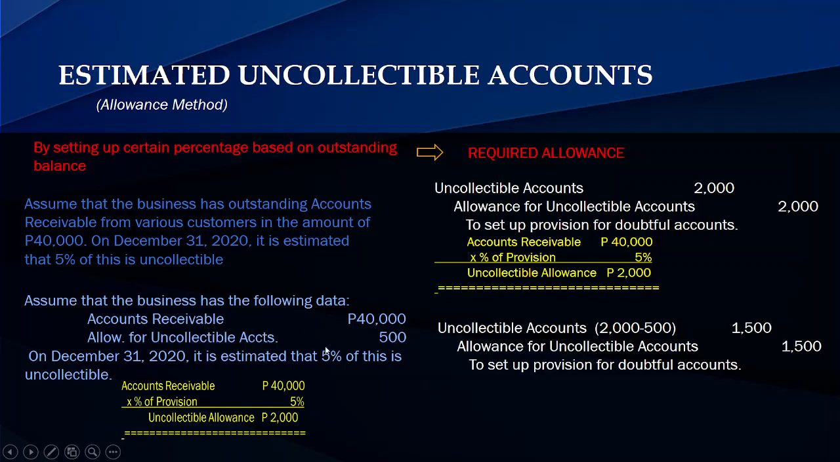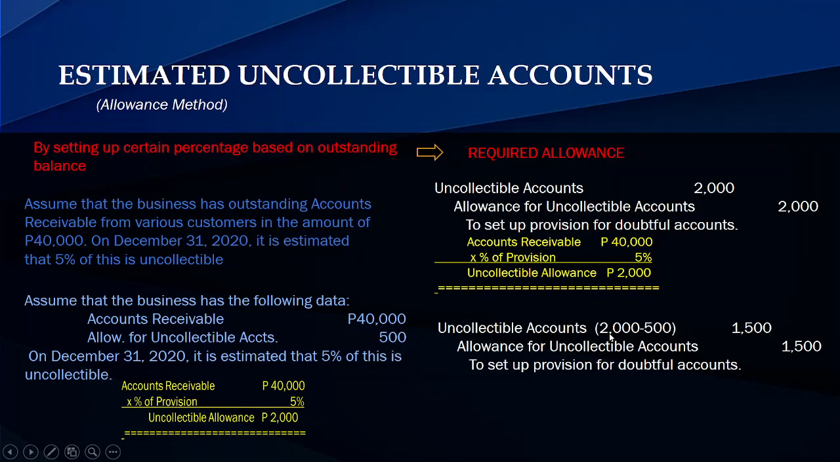We have an existing balance of 500. On December 31, 2020, it is estimated that 5% of this is uncollectible. As I said a while ago, whatever the result of the computation is will represent our required balance. So our required balance here is 2,000, and please consider that we have a beginning balance here. Therefore, we just need an additional 1,500, okay?